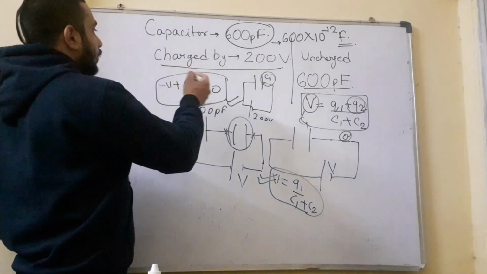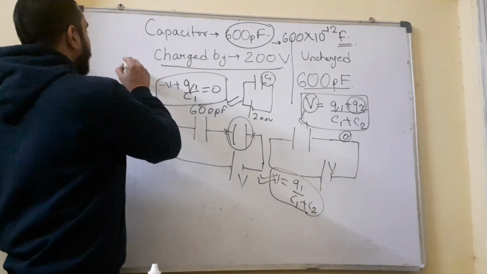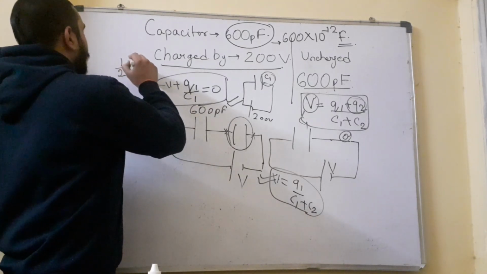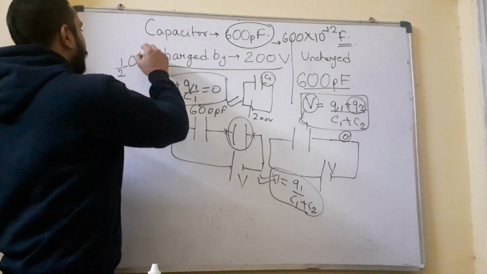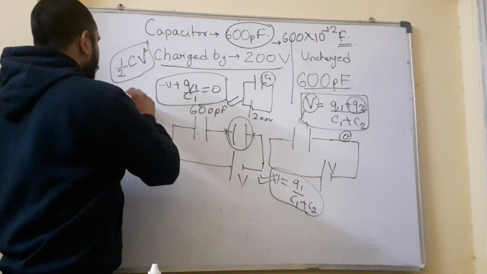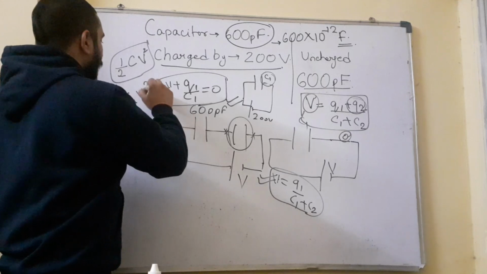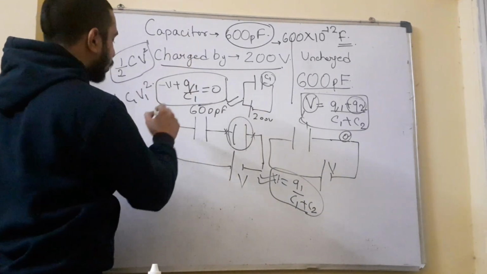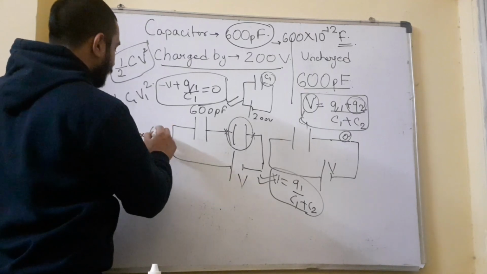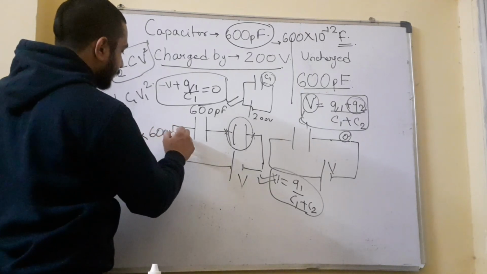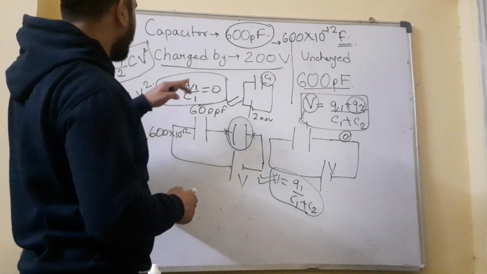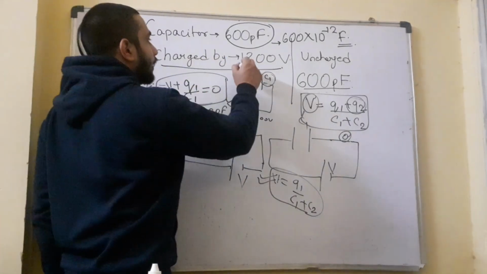Okay, so initially what will be the potential energy? The potential energy will be half C V square. So half into C1 into V1 square. Initially the V1 is 200 volt. Half into C1 is what? 600 into 10 to the power of minus 12. So initially this C1 was 600 into 10 to the power minus 12, and V1 was 200 volts.